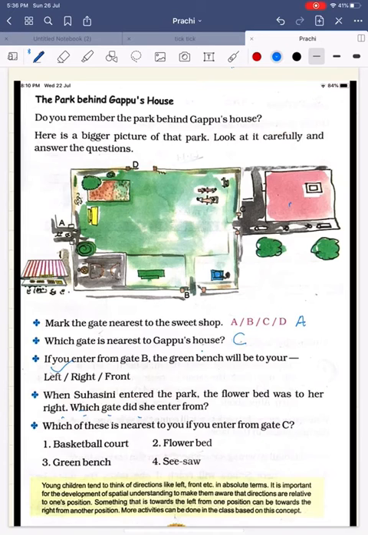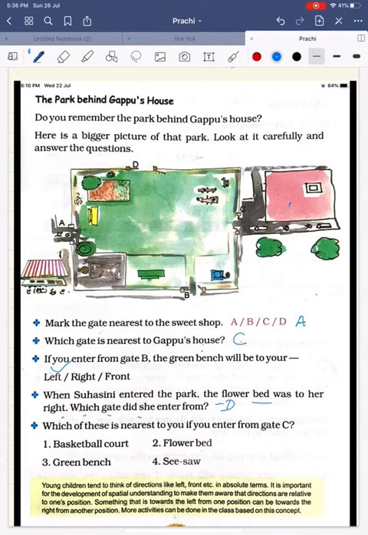Next question. When Suhasini entered the park, the flower bed was to her right. If Suhasini enters the park, the flower bed will be on her right side. This is the flower bed. Okay, so the flower bed is here. If Suhasini, suppose, enters from here, then we have to check whether the flower bed will be on her right side. Yes, flower bed is on her right side. So we write here she will enter from gate D. We write here D.